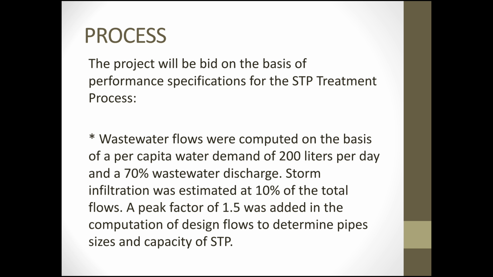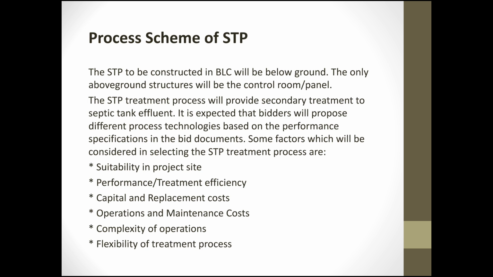So, the process. The project will be bid on the basis of performance specification for the STP treatment process. Wastewater flows were computed on the basis of per capita water demand of 200 liters per day and a 70% wastewater discharge. Storm infiltration was estimated at 10% of the total flows. A peak factor of 1.5 was added in the computation of design flows to determine pipe size and capacity of the STP. Process scheme of the STP.